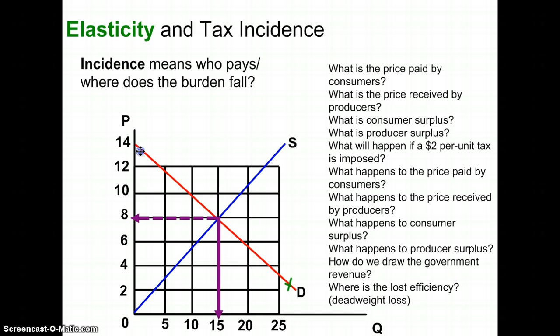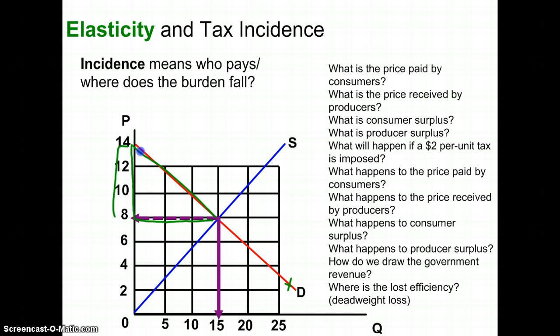The price received by producers is also $8 because right now there is no tax in the market. So the price that consumers are paying is what producers are receiving. Okay, what is the consumer surplus currently? For this, we don't have letters, we actually have numbers. So we need to figure out the area of this triangle of consumer surplus.